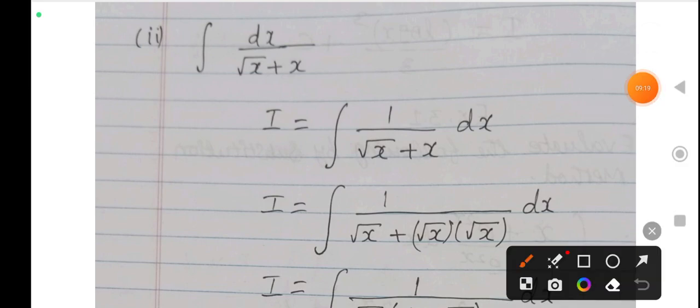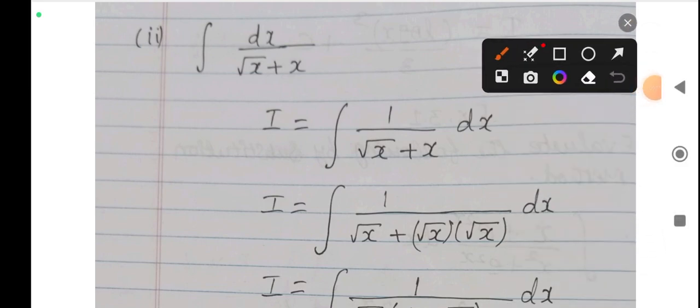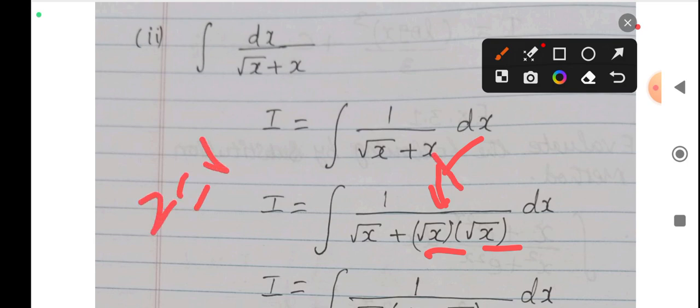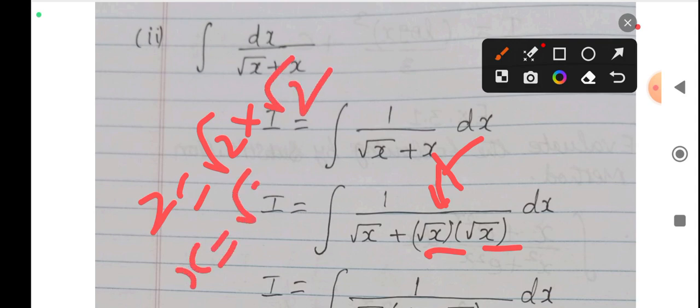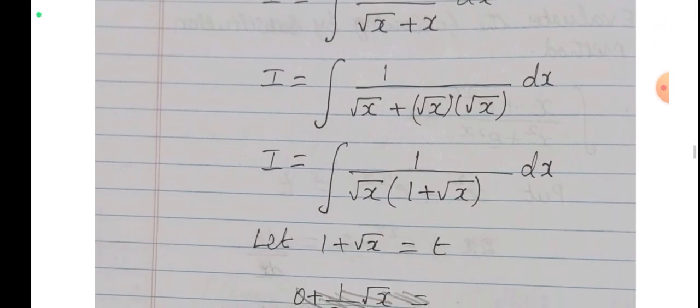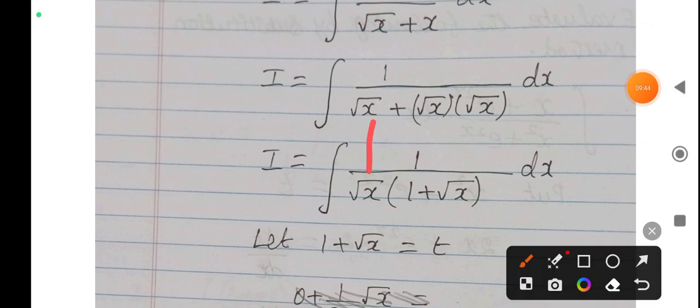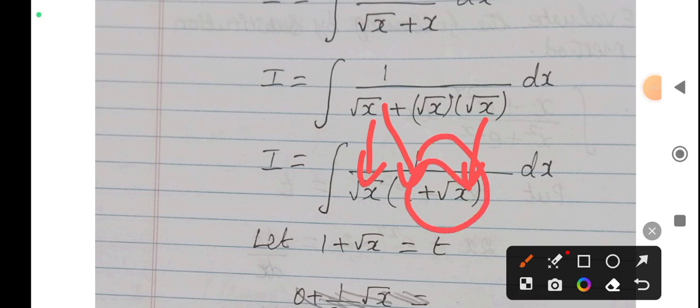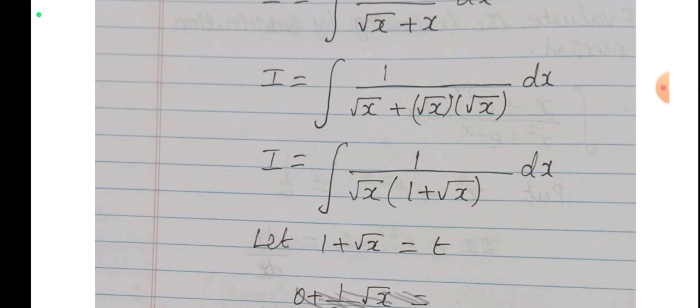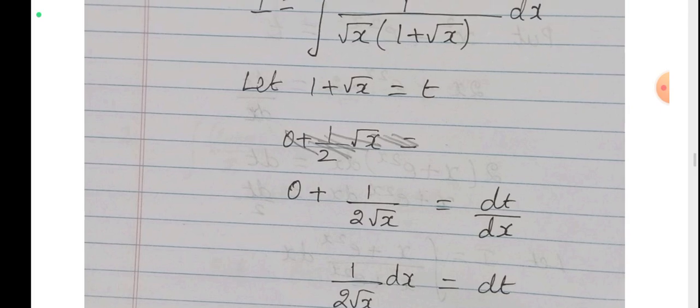That is nothing but integral dx by root x plus x. So this x we are splitting into root x into root x, children. Correct? Like 2 we can write as root 2 into root 2, in the same way can we split x as root x into root x. Is this okay? That's what we have done. Then take root x common, then I'll get 1 plus root x. So 1 plus root x is taken as t. Clear? Check.